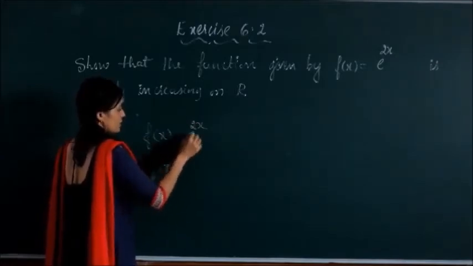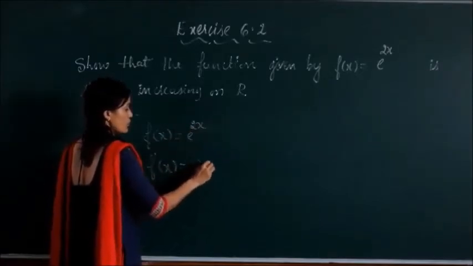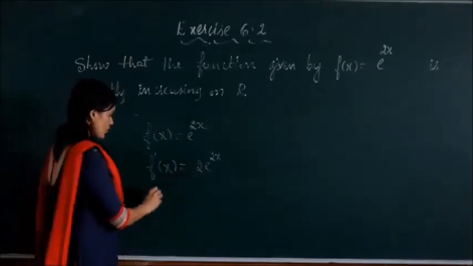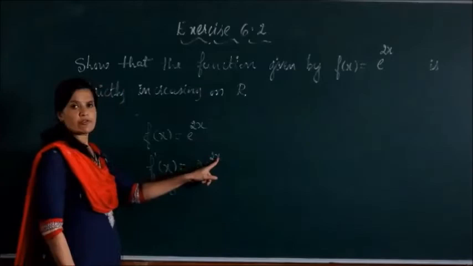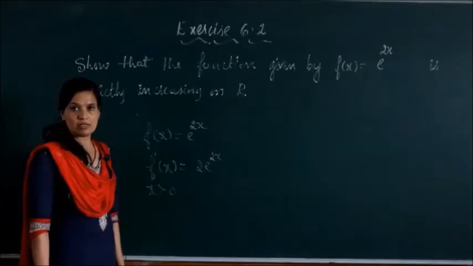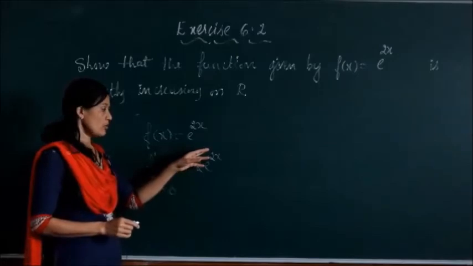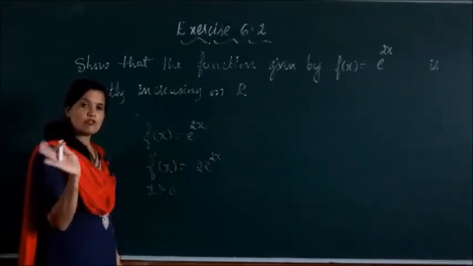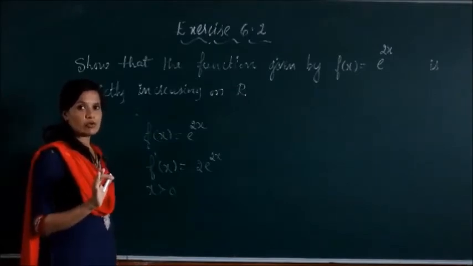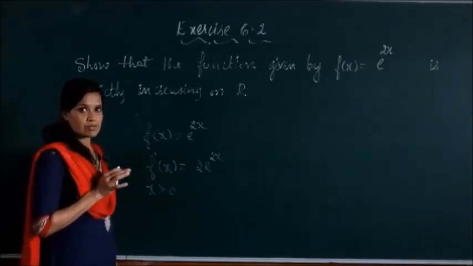f dash of x, it is e to the power 2x, derivative of 2x is 2. So it is 2 into e to the power 2x. This is for x greater than 0, for all the positive values of x. 2 into e to the power some positive quantity. E to the power some positive quantity is a positive quantity, because e to the power x or e to the power ax is always a positive quantity. It will not give any negative values, because the range of the exponential function is positive real numbers, we know that.